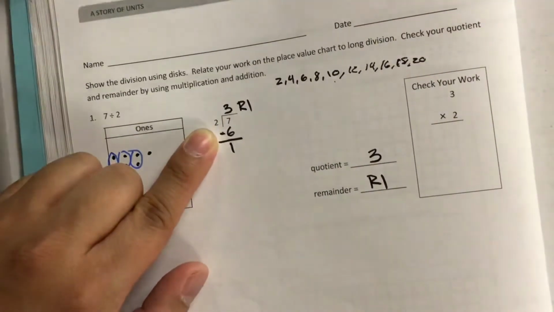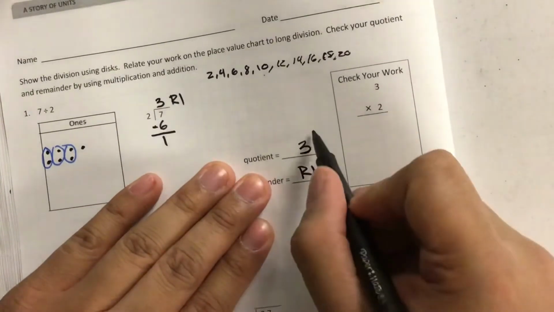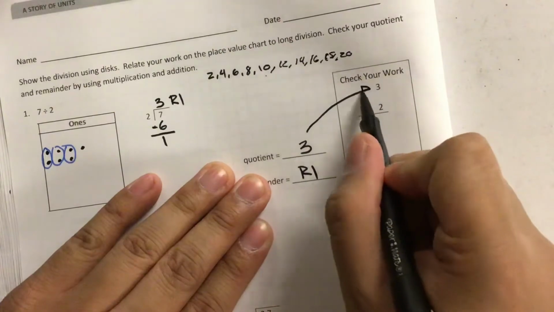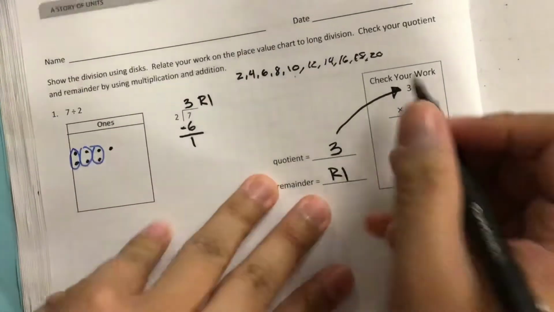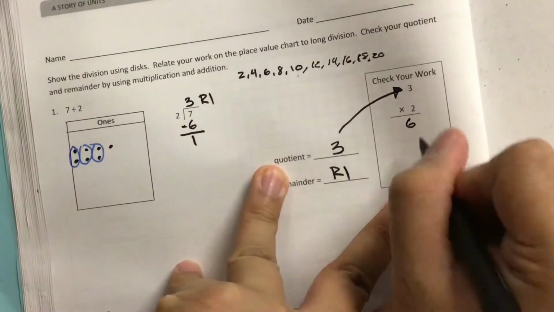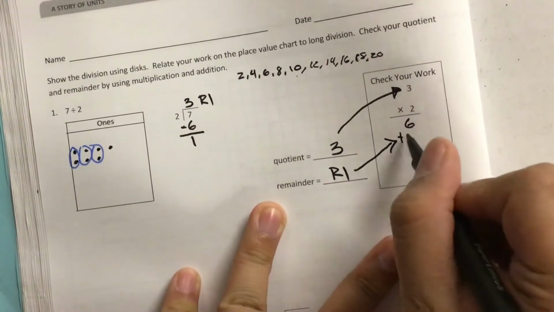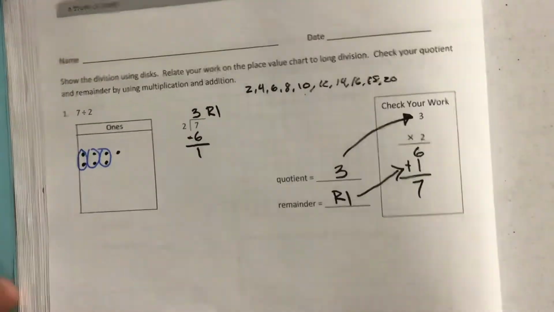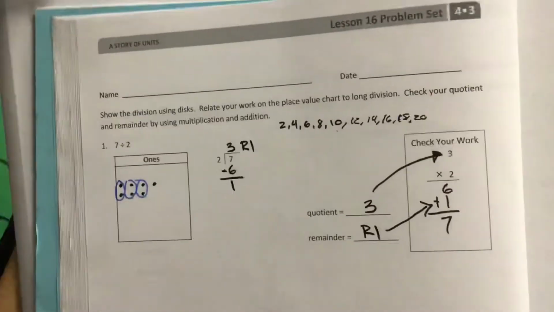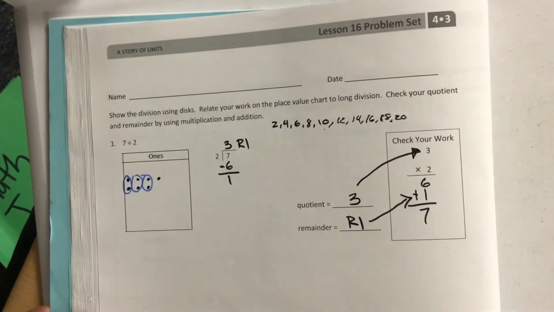So we're going to check our work. We have our quotient, which is 3. We're multiplying it by 2 because we divided by 2. So 3 times 2 equals 6. Then we need to add the remainder. Plus 1 equals 7. If you need to pause, take the time to pause, and then we're going to move on, okay?